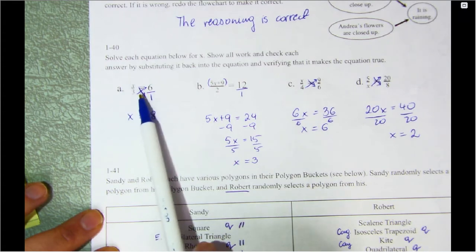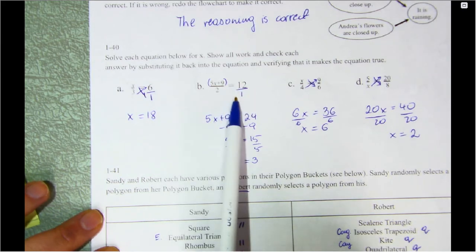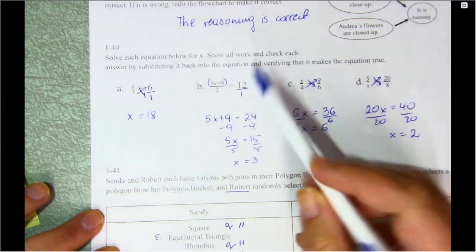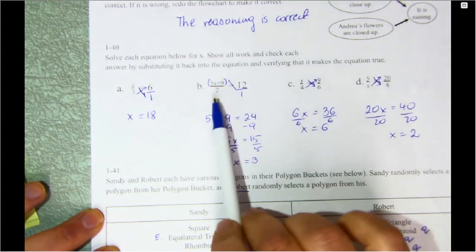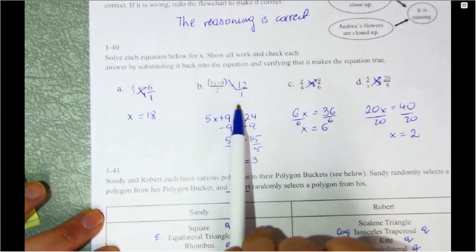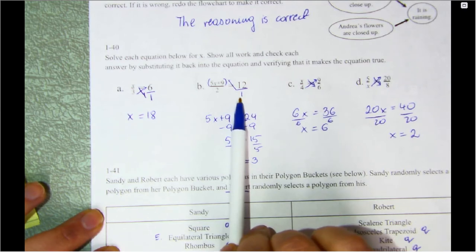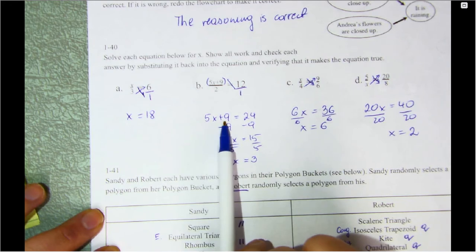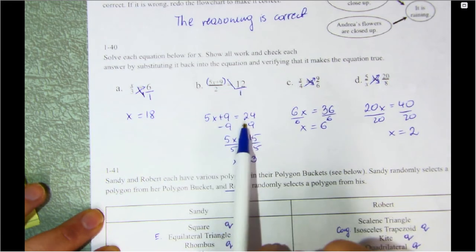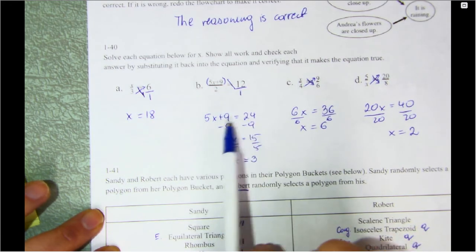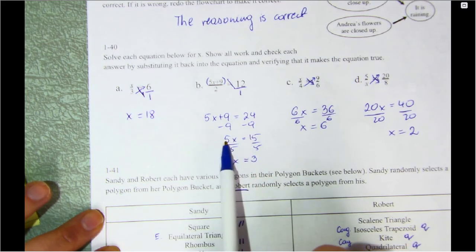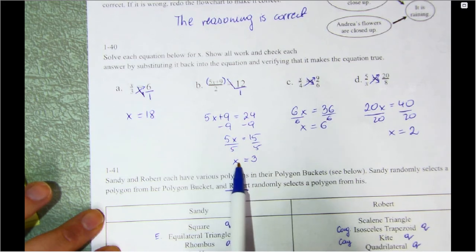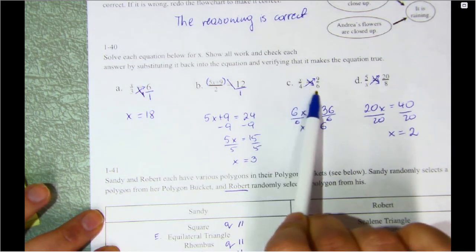1x is just x, 3 times 6 is 18. I'm done. Same with this. I'm going to put it over 1 and cross multiply. I put it in parentheses because if this number is not 1, I would have to distribute it. But since it is 1, I just keep it the way it is. And then 2 times 12 is 24. Take away 9 from both sides. Divide by the coefficient of x, which in this case is 5. My answer is 3.